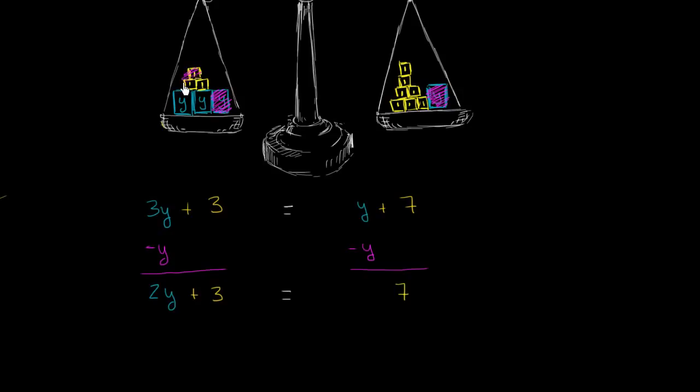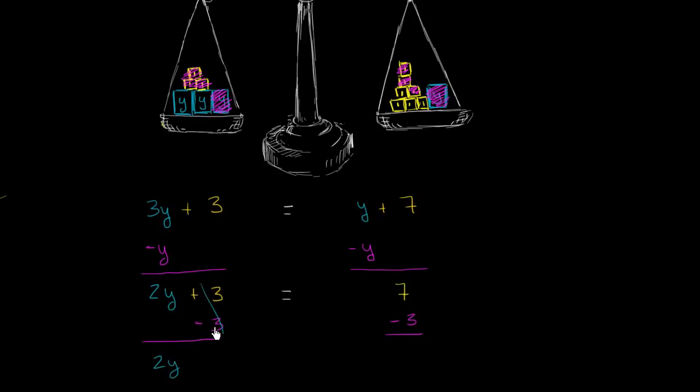So why don't we do that? Let's take 3 blocks from this side. But we can't just take it from that side if we want to keep it balanced. We have to do it to this side too. We've got to take away 3 blocks. So we're subtracting 3 from that side and subtracting 3 from the right side. On the left-hand side, we're going to be left with just these 2 blocks of mass y. So our total mass is now going to be 2y.